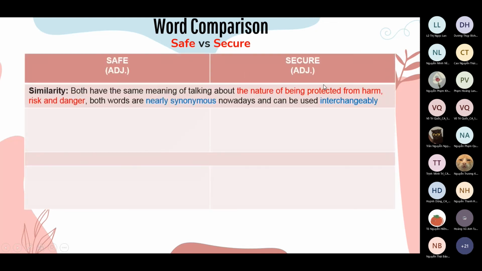First off, the similarity between safe and secure is that both have the same definition of talking about the nature of being protected from harm, risk, or danger, protecting something or somebody from harm, risk, or danger. And nowadays both words are nearly synonymous and can be used interchangeably.